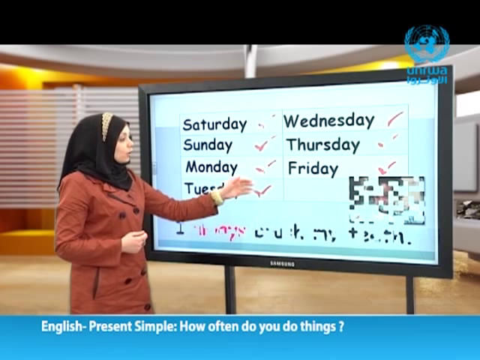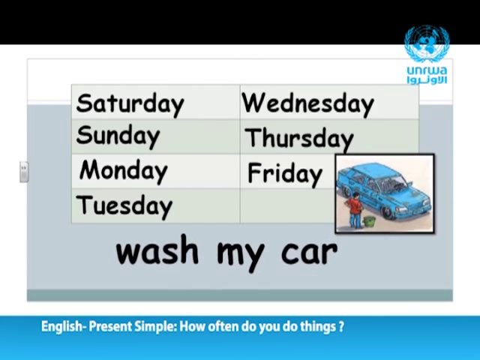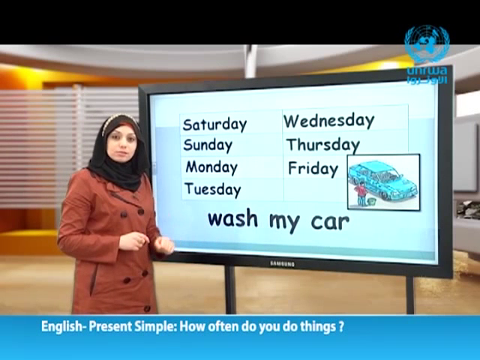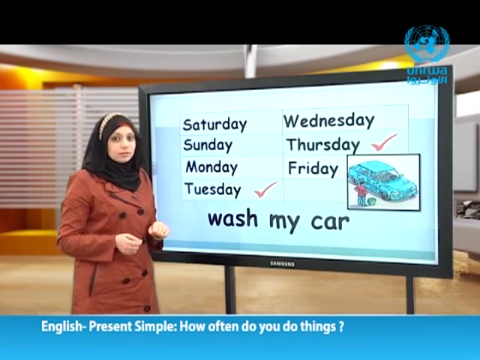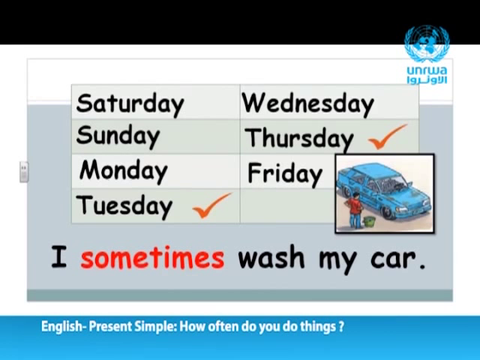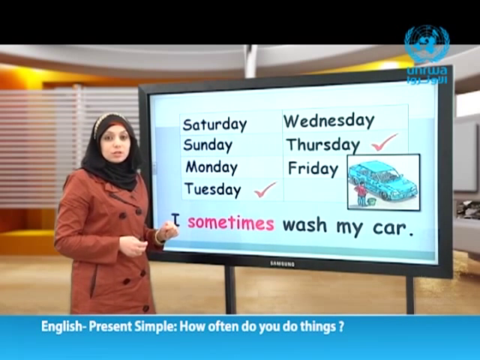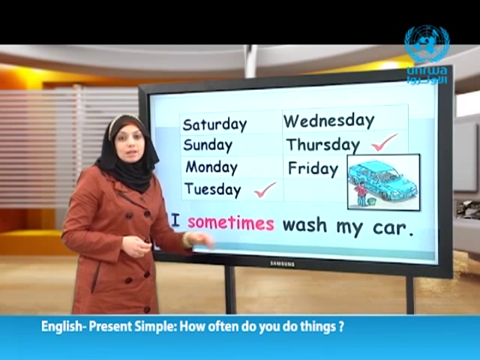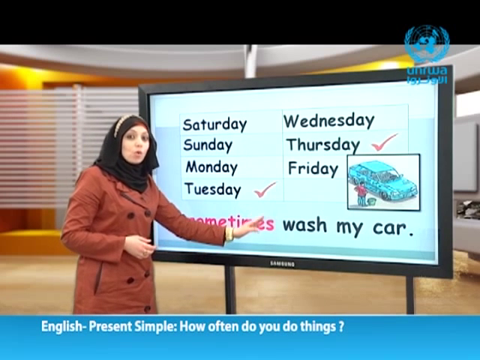Very good. Look here. Also, we have the days of the week. But look at this picture. We say, wash my car. I wash my car on Tuesday and on Thursday. Only 2 days. We say, I sometimes wash my car. As you notice, dear students, I wash my car only two days a week. So, I sometimes wash my car. Now repeat. I sometimes wash my car.